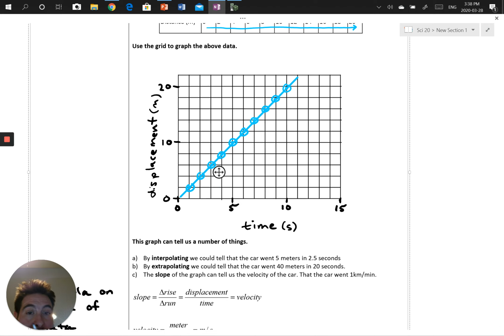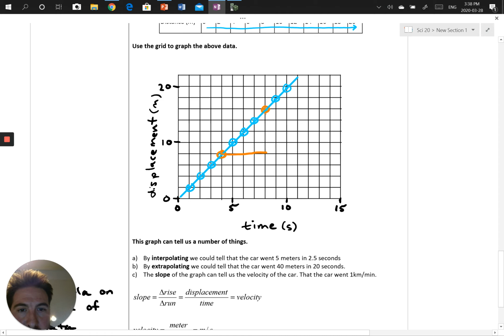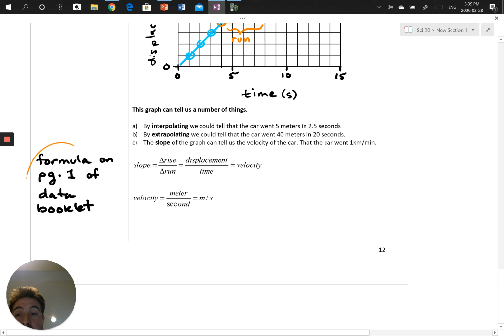So for this instance, if I want to find my slope, what I'm going to do is find two data points on here, and I'm going to create a little triangle. And to calculate the slope, I'm going to need to find the rise and compare that to the run. So what's my change on the y-axis, my displacement, compared to what's the change on my x-axis, which is my time. And this slope formula is on page 1 of your data booklet.